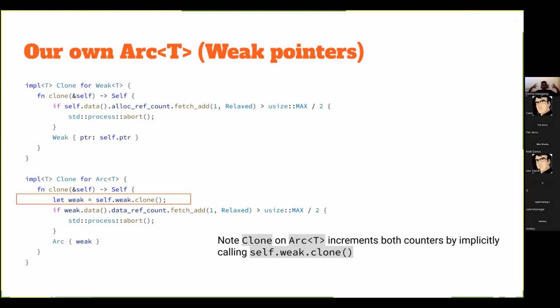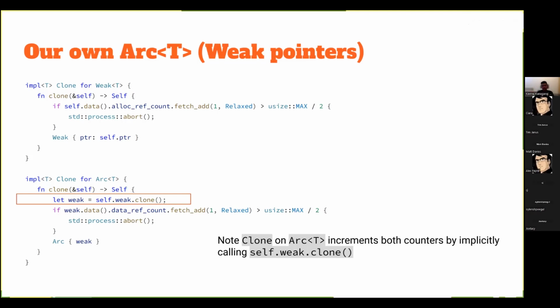If you remember, the whole point of having two atomic counters is to track this Weak pointer also, right? So whenever you clone a Weak, you just have to increment the weak pointer counter. Whereas for the Arc, we need to do both, because every time you clone an Arc, we need to increment the data reference count, which is the reference count of the T itself, right?